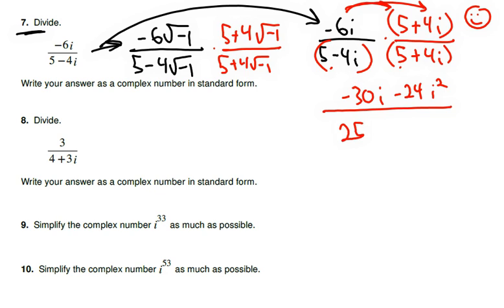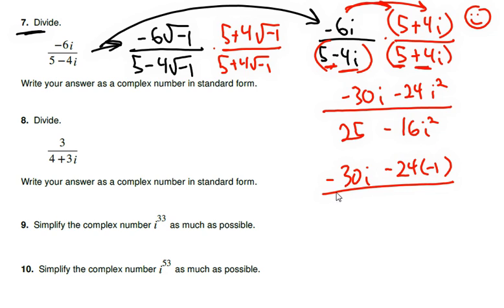So here we go, 5 times 5, 25. Then, like I said, those middle two terms will cancel out. 5 times negative 4i, and 4i times 5. It's going to be a plus 20i minus 20i. Those cancel. And then negative 4i times positive 4i is going to give us negative 16i squared. And now we will recall that i squared is really negative 1. So in the numerator we have negative 30i minus 24 times negative 1. In the denominator we have 25 minus 16 times, that should not be there. It's not negative 1 squared, it's i squared, so just erase that from your mind.